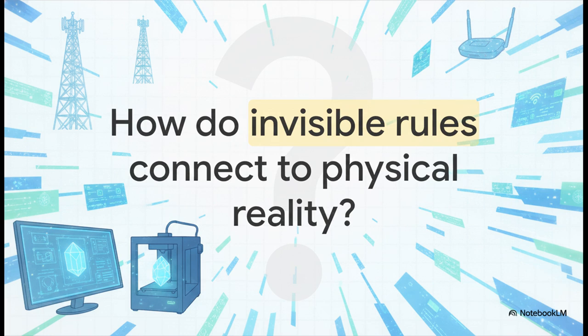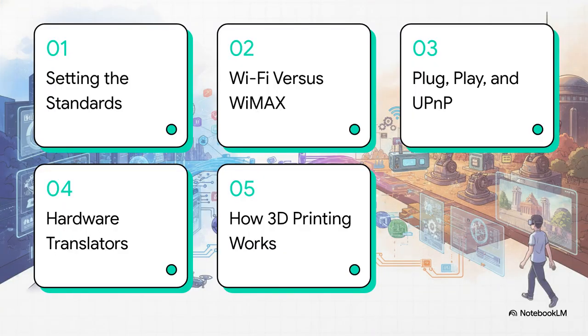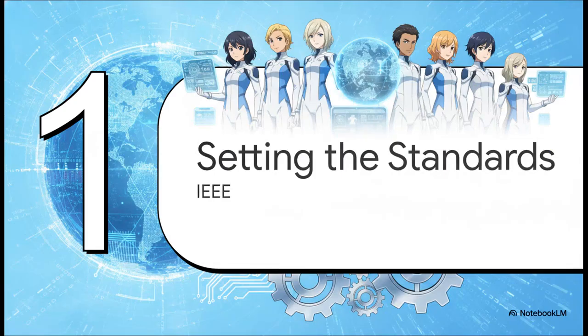But unless you've got a tiny wizard hiding inside your router, it's actually the result of some incredibly elegant engineering and universally agreed upon rules. So here's our roadmap for today. We're going to start with setting the standards, then look at Wi-Fi versus WiMAX, move into plug, play, and UPnP, tackle hardware translators, and finally end up at how 3D printing works. Let's jump in. Kicking things off with Section 1, setting the standards with the IEEE.